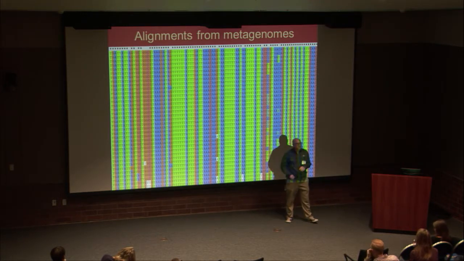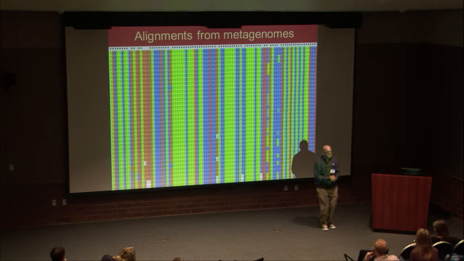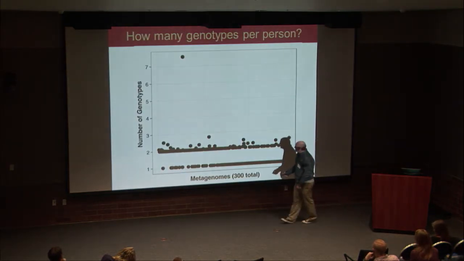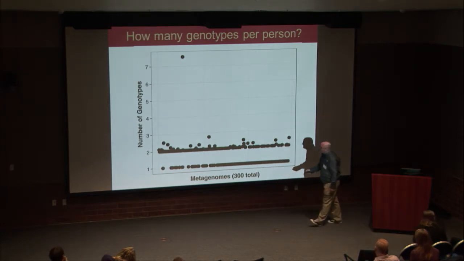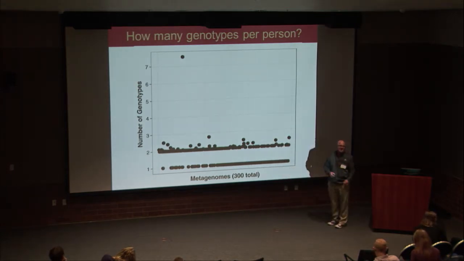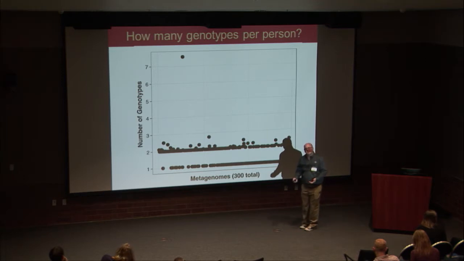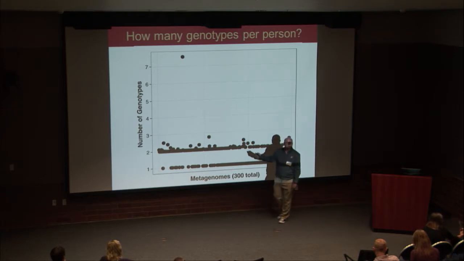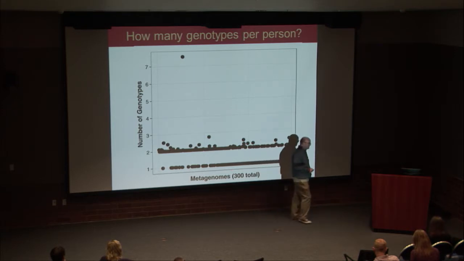There's some software that you can use that pulls out specific genotypes and tells you how many genotypes there are. So in this study, we took 300 of the metagenomes and counted how many genotypes of crassphage we find in the metagenomes, and most people have either one or two genotypes. A few people have more, some people not quite so many.